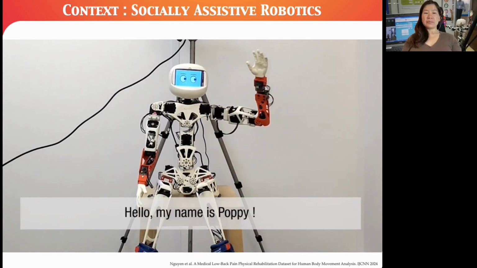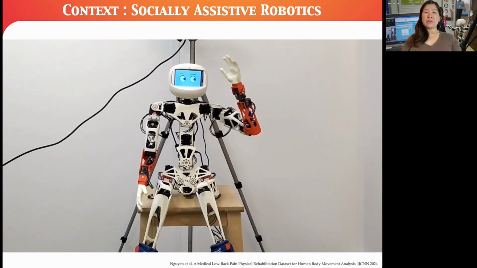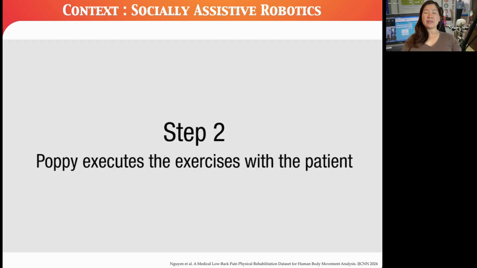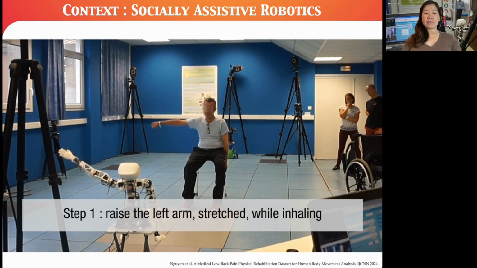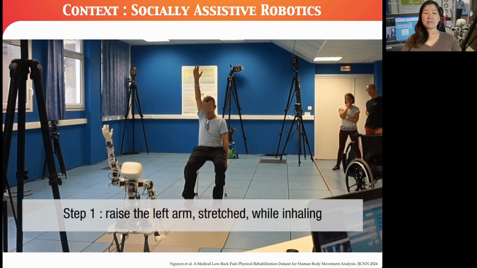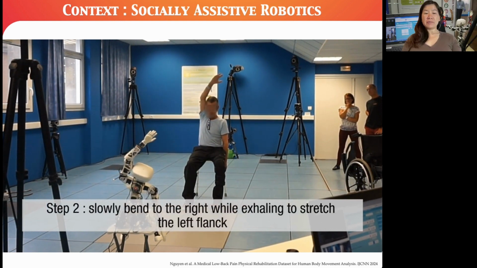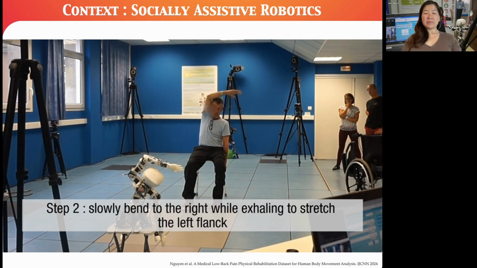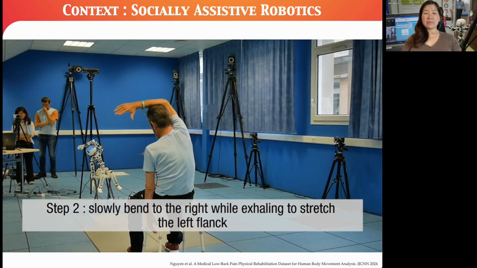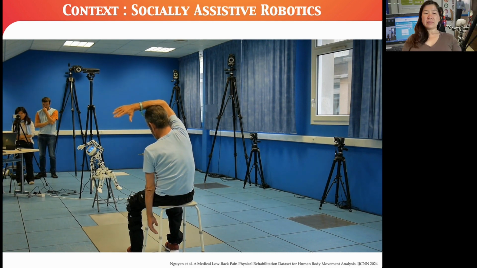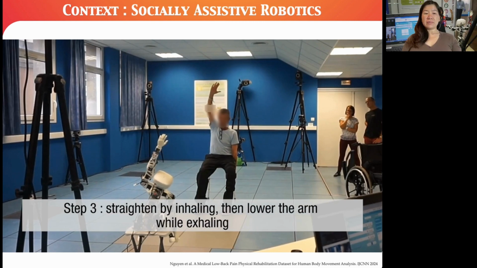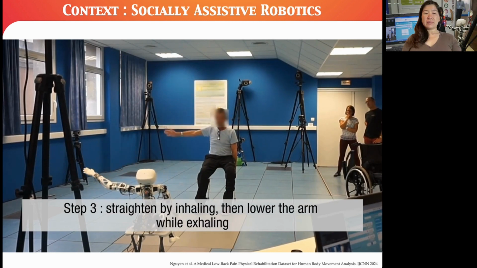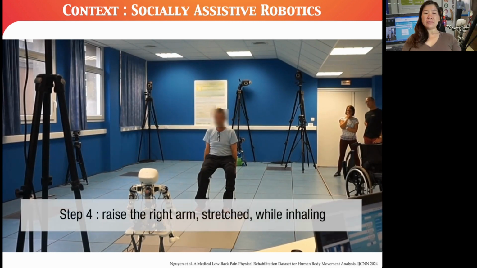Hello, my name is Poppy. So the robot Poppy can demonstrate movements orally and by demonstration. Raise the left arm, stretch, while inhaling. Slowly bend to the right while exhaling to stretch the left flank. Straighten by inhaling, then lower the arm while exhaling. Raise the right arm, stretch, while inhaling.